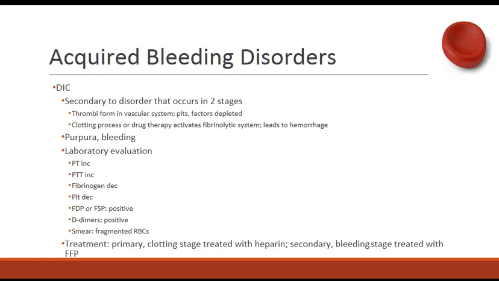The patients have purpura and bleeding. The PT, PTT are both increased. The fibrinogen and the platelets are decreased. Those are used up. The FDP or FSP and the D-dimers are positive because those are the tests that check for the breakdown products of clots. D-dimers and FDP is the number one test that is used to diagnose DIC. On the smear, there's fragmented red cells.